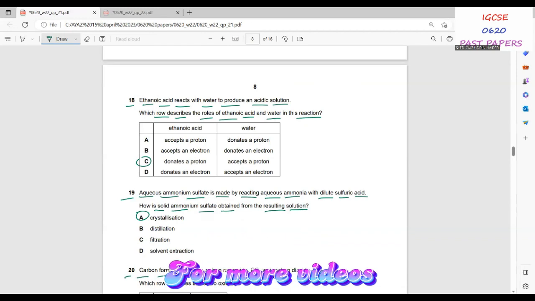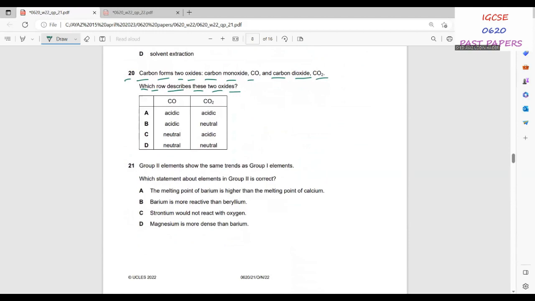20, carbon forms two oxides, carbon monoxide, CO, and carbon dioxide, CO2. Which row describes these two oxides? CO is neutral and CO2 is acidic. So choice C will be the right answer for this question.